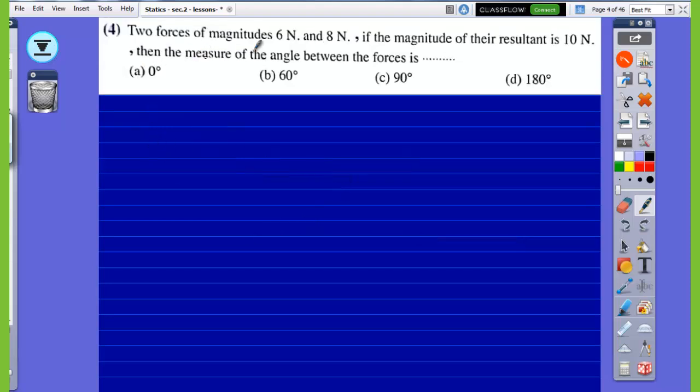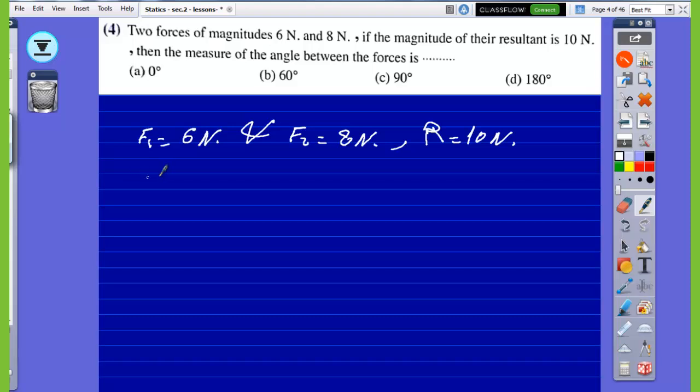Two forces of magnitude 6 and 8 Newton. Here we have F1 equals 6 Newton, and F2 equals 8 Newton. If the magnitude of their resultant is 10, R equals 10 Newton. Okay, then the measure of the angle between the forces is one of these.